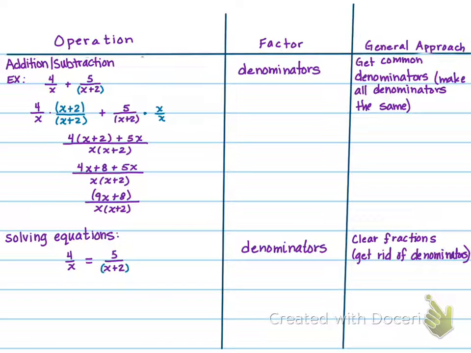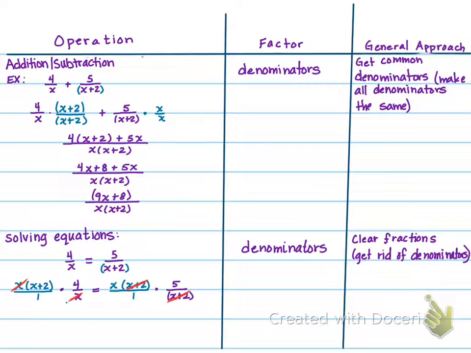So we have 4 over x. There we go. We have x times x plus 2. That's my LCM. But we're putting that over 1 and multiplying it by each term. So equals x times x plus 2 over 1 minus 5 over x plus 2. And what that allows me to do is cancel my denominators.